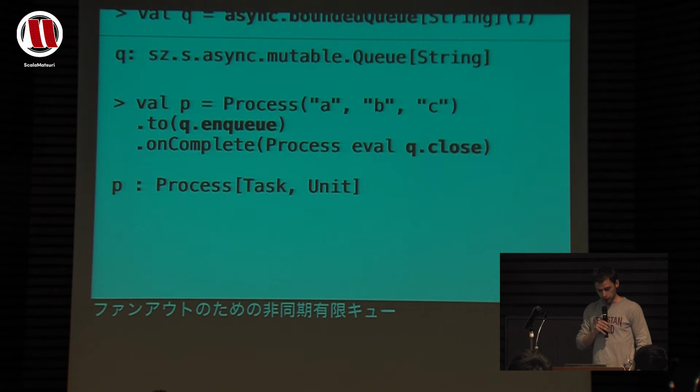What you can then do is you can have a process which enqueues to this queue. So we use the enqueue operation, which essentially is encoded as a sink. So it consumes data from the process.